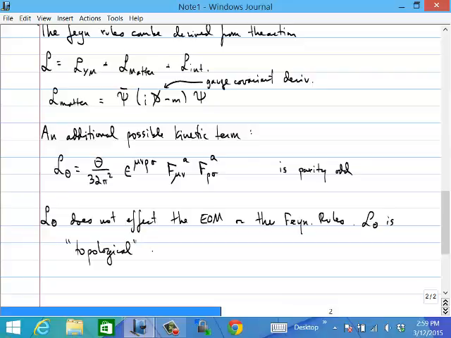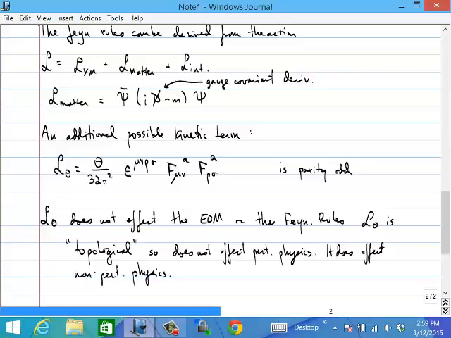Okay. And because it doesn't affect the equations of motion or the Feynman rules, it does not affect perturbative physics. However, it can affect non-perturbative physics. So it does enter in the computation of non-perturbative effects. But those are really beyond the scope of what we're going to consider in this class. And so for the purposes of this class, we'll largely be forgetting about this term.